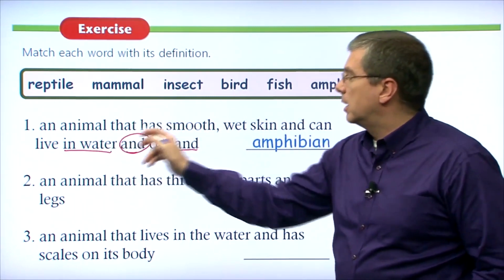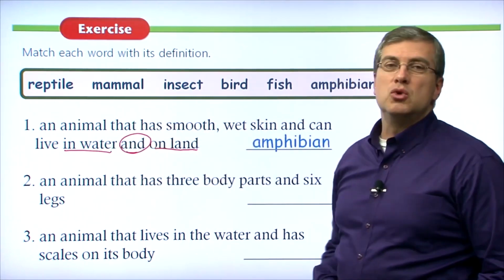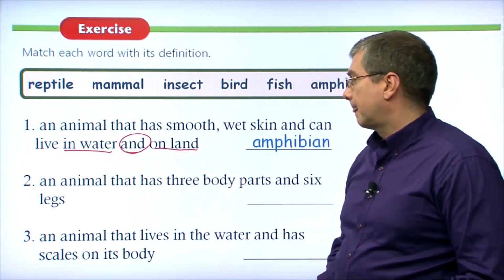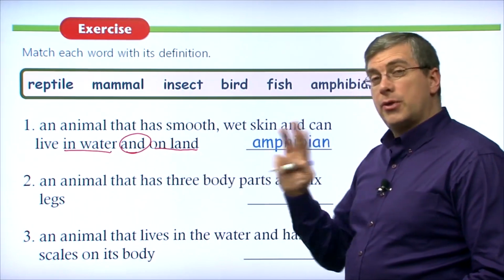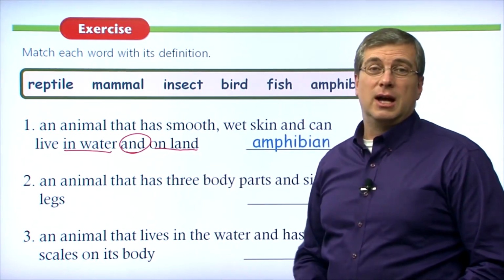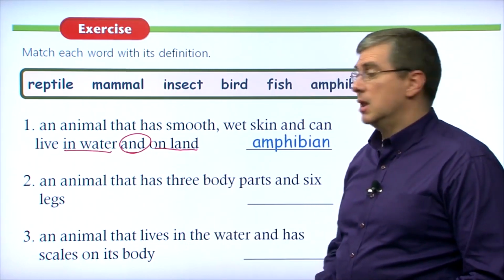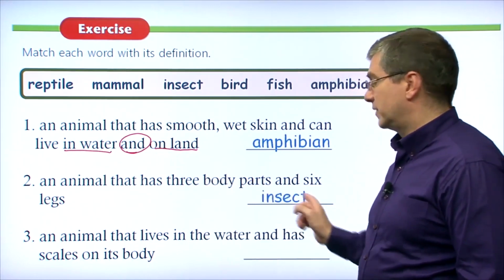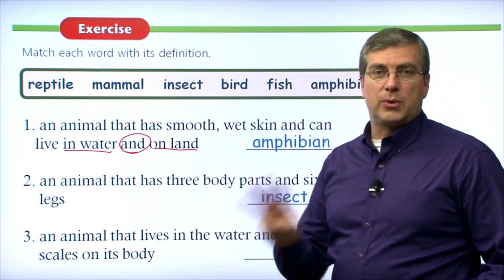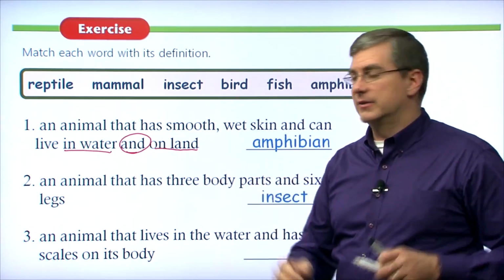Amphibians can live in water and on land. They also have smooth, wet skin. Move on to number 2. An animal that has 3 body parts and 6 legs. We just saw a video of this type of animal. What type of animal is it? Of course, it's an insect. Just remember that. 3 body parts, 6 legs.